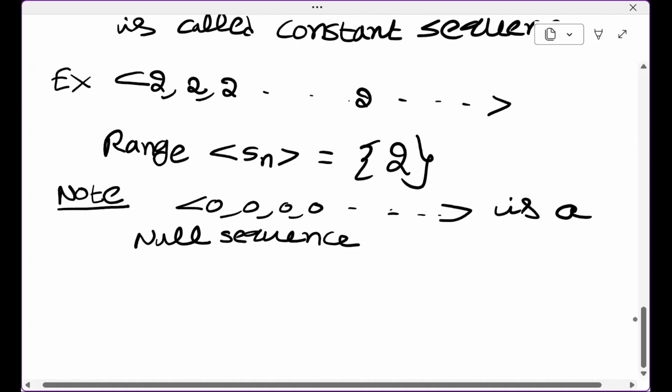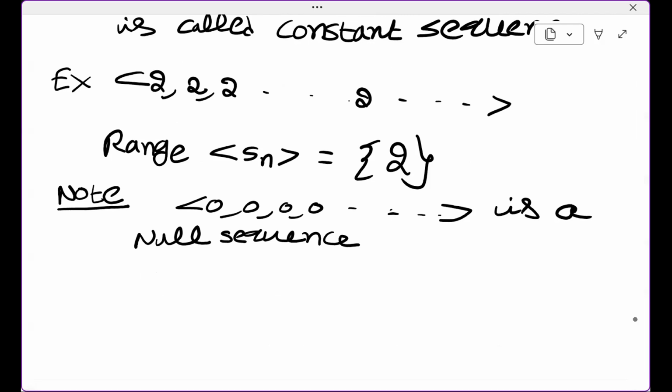A null sequence. That means whenever I use the article "a", there are many null sequences. If I say "the null sequence", that means it is the only one. A null sequence means there are many null sequences. Among them, this is also one. That's the meaning.